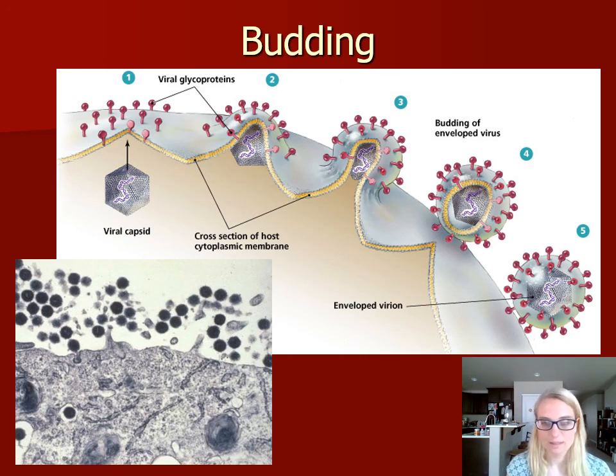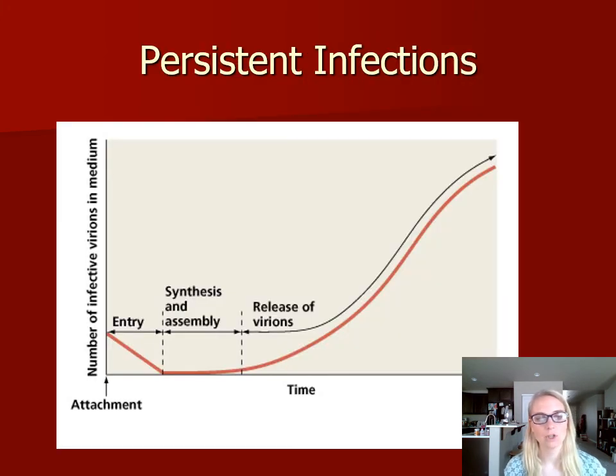Okay, and then I think the last thing is just a slide showing persistent infections where you can get entry into the animal cell, synthesis and assembly, but instead of a burst, like we saw with the burst time of bacteriophages, you might have a slow release of virions over long periods of time. So some viruses are released via these persistent infections, so it's more of a long-term chronic infection as opposed to a short, acute, couple-week kind of thing.